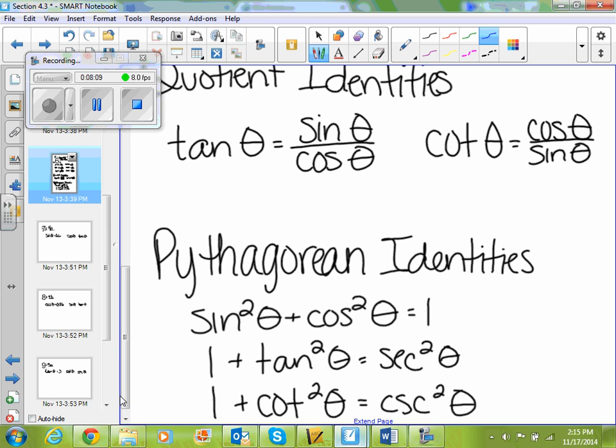So your quotient identities are tangent equals sine over cosine, and cotangent equals cosine over sine because they're inverses. And then your Pythagorean identities come from your Pythagorean theorem. That's why they're named Pythagorean identities. And the first one is that sine squared plus cosine squared will always equal 1. 1 plus tangent squared equals secant squared. And 1 plus cotangent squared equals cosecant squared.